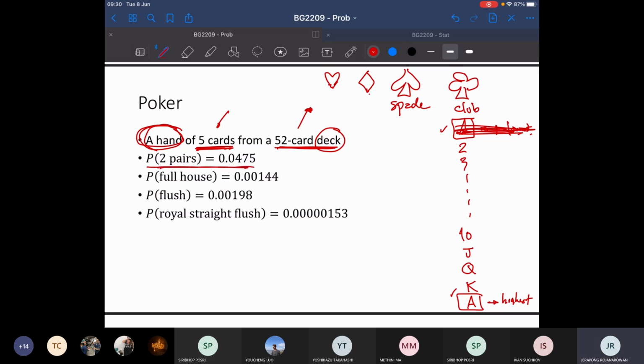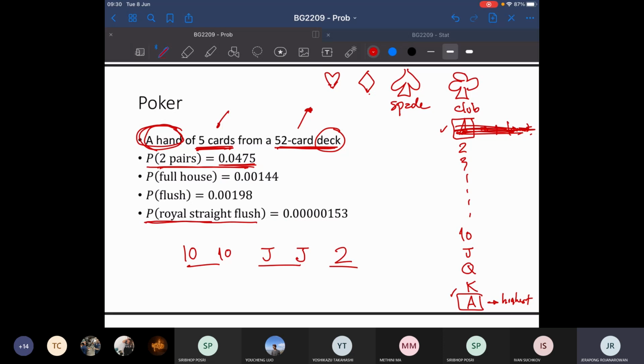So if you have two pairs, what is two pairs? Two pairs is gonna be something like this: you have 10, this is a pair, right, and then jack, right, and then you have 2. Then it's gonna be two pairs. This is the property of having two pairs. Then we're gonna come back to this guy later, okay.